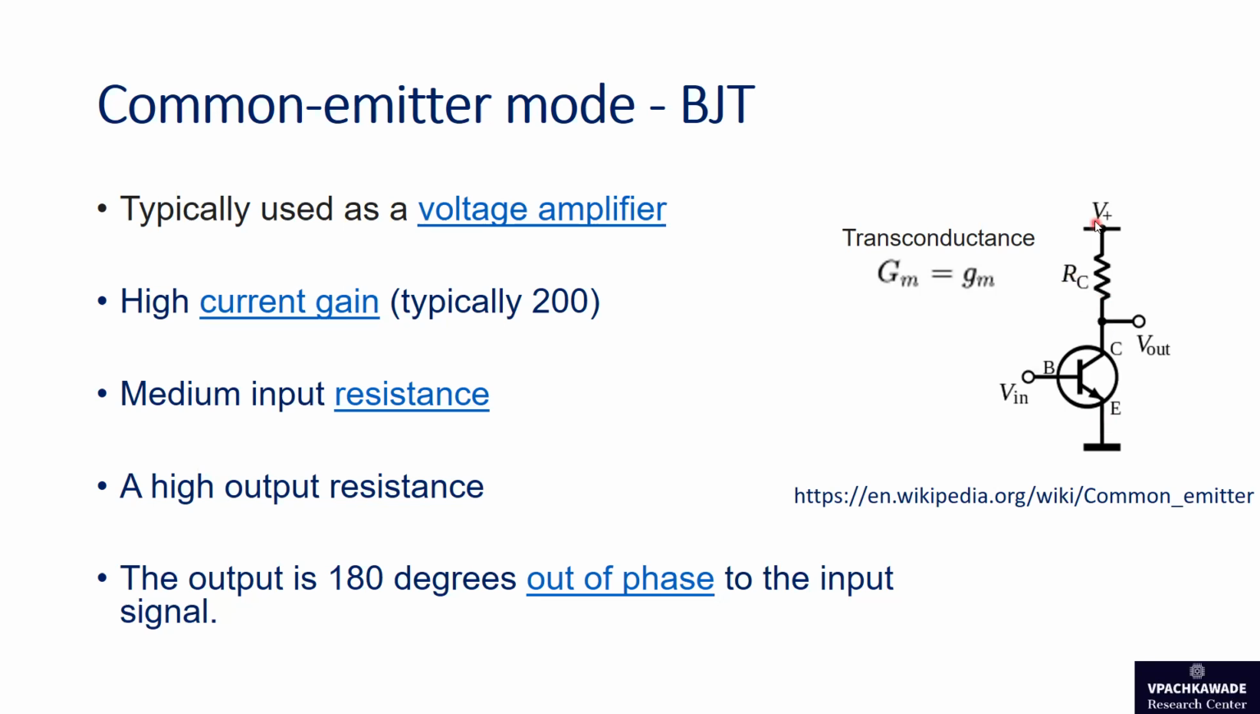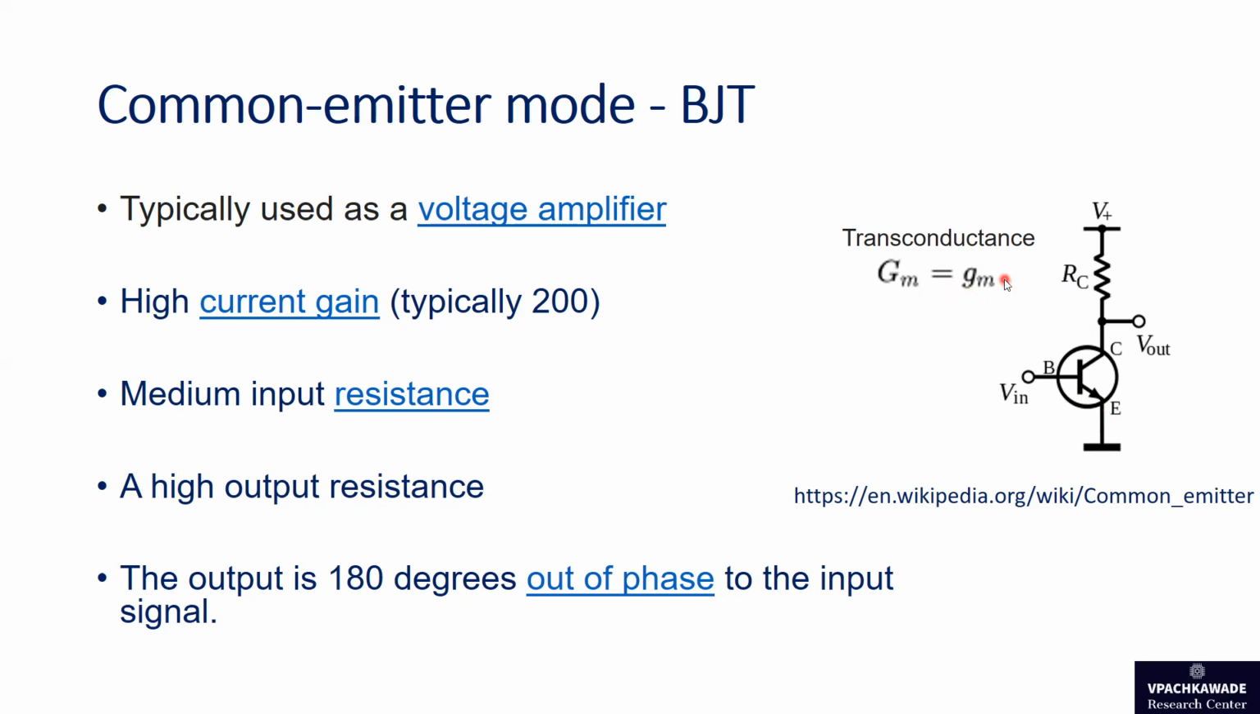Now, from the collector to the supply voltage V plus, a resistor called RC is connected, and accordingly, this circuit will work in a common emitter mode. The DC biasing conditions to set the operating point of this circuit are not shown yet. Now, from the small signal model, not discussed here, we can get the expression for the transconductance of the device, which is indicated by gm.